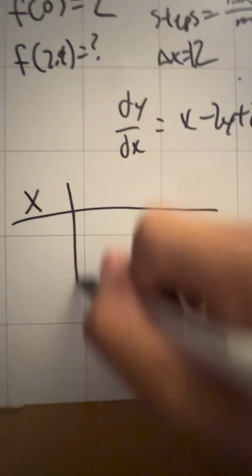We need the increment, and change in x is from 0 to 2.4. x is usually always linear, so it's always going to increase linearly. So change in x equals 1.2. Okay, and dy/dx equals x minus 2y plus 2. Now we make our x and y table.